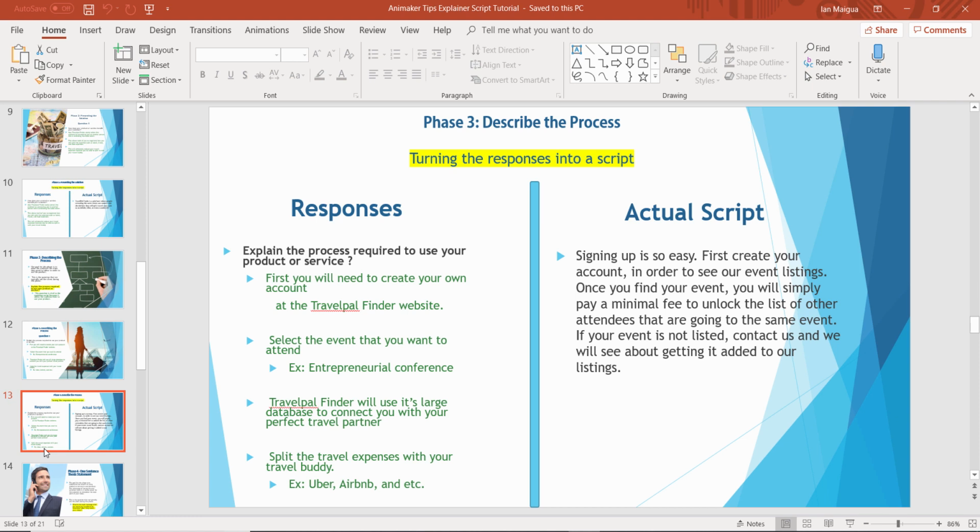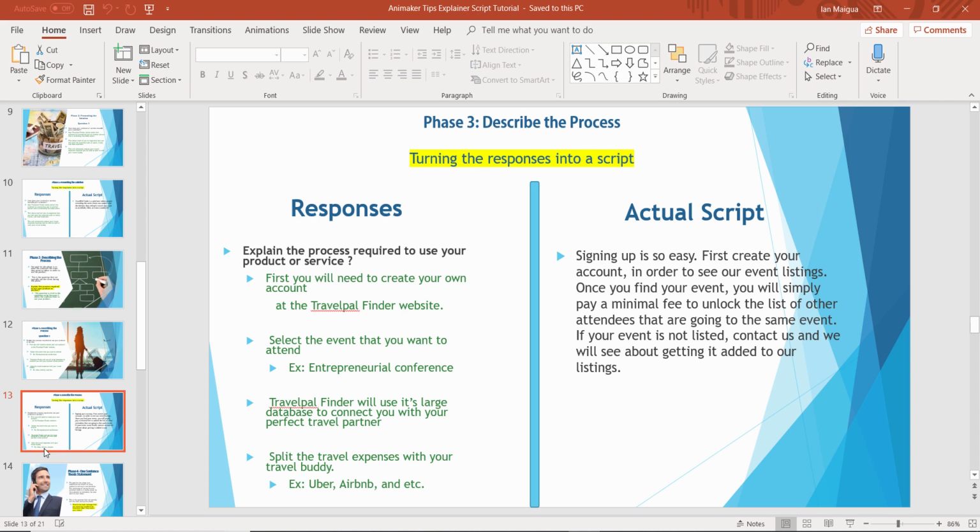Now, if you look at this script, you'll notice that it basically addresses the response that we were given when we asked, explain the process required to use your product or service. So it basically hits the part where you need to create your own account on the Travel Pal Finder website. It hits the point where it says select the event that you want to attend, and obviously it shows that Travel Pal Finder will connect you to your travel partner who you can split your costs with.